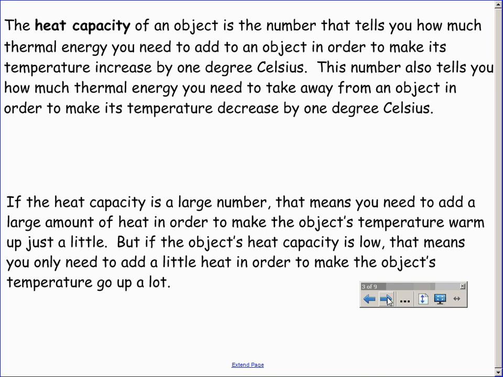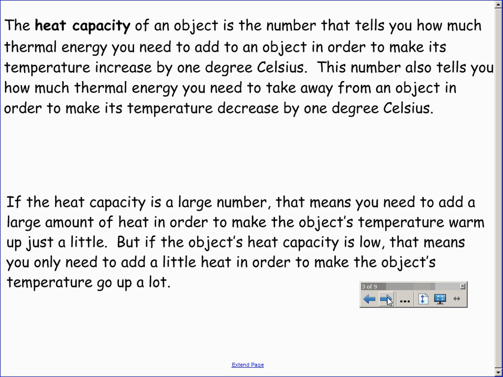The heat capacity of an object is the number that tells you how much thermal energy you need to add to an object in order for it to make its temperature increase by 1 degree Celsius. This number also tells you how much thermal energy you need to take away from an object in order to make its temperature decrease by 1 degree Celsius.